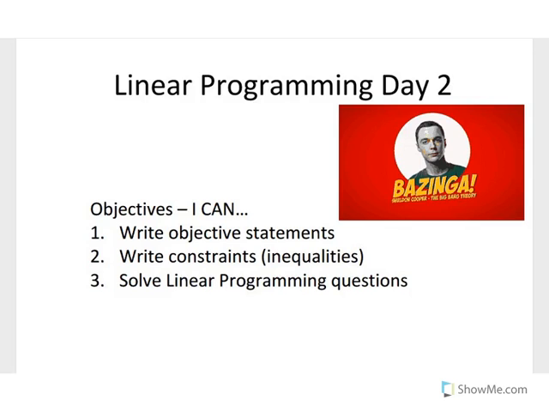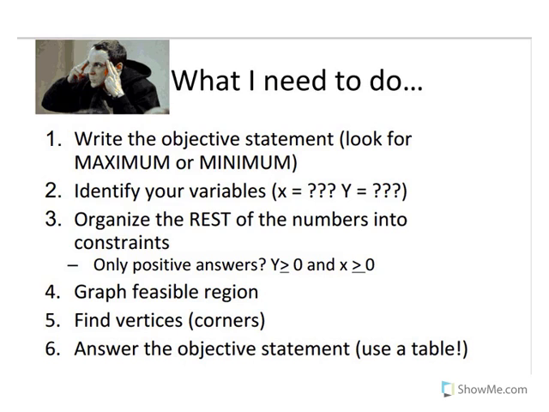Linear Programming Day 2. We're going to take what we know about linear programming and add a layer to it. Today we're going to make sure that you can write objective statements and write the constraints, which are the inequalities. Instead of those being given to you, you now have to write those. From yesterday, you've already solved linear programming questions by graphing and finding the corners and using the objective statement.